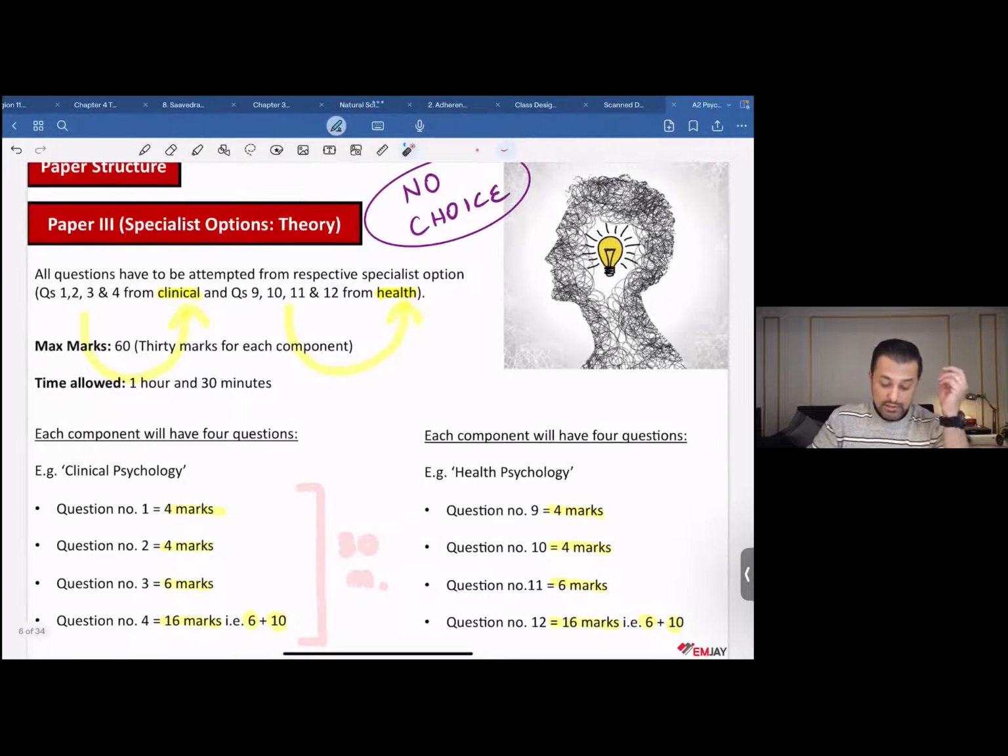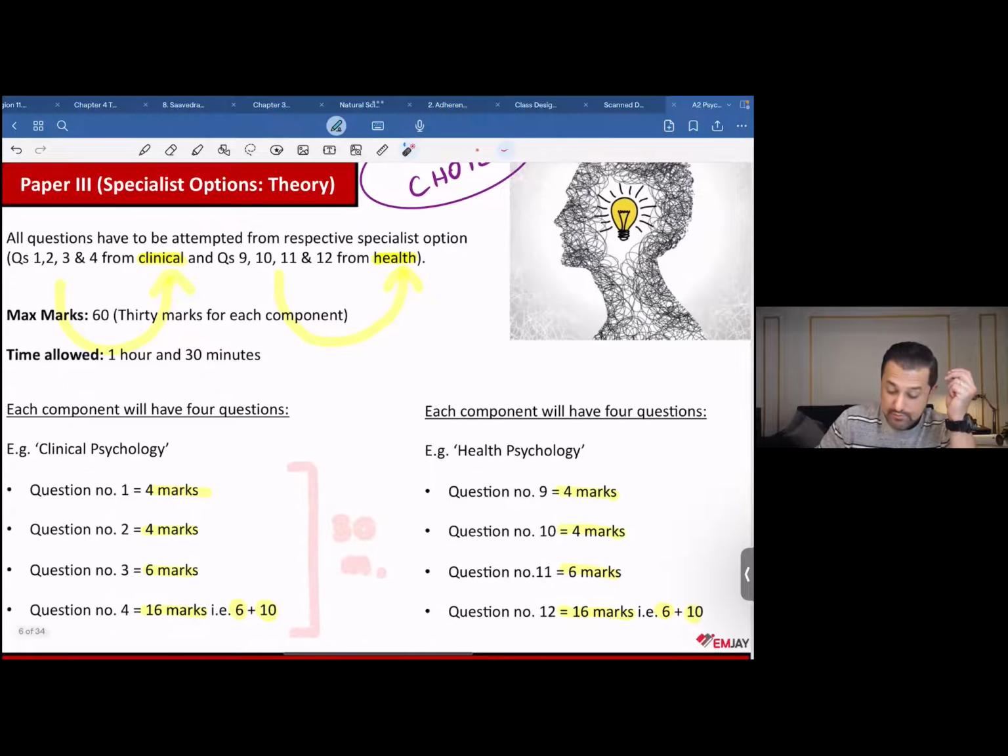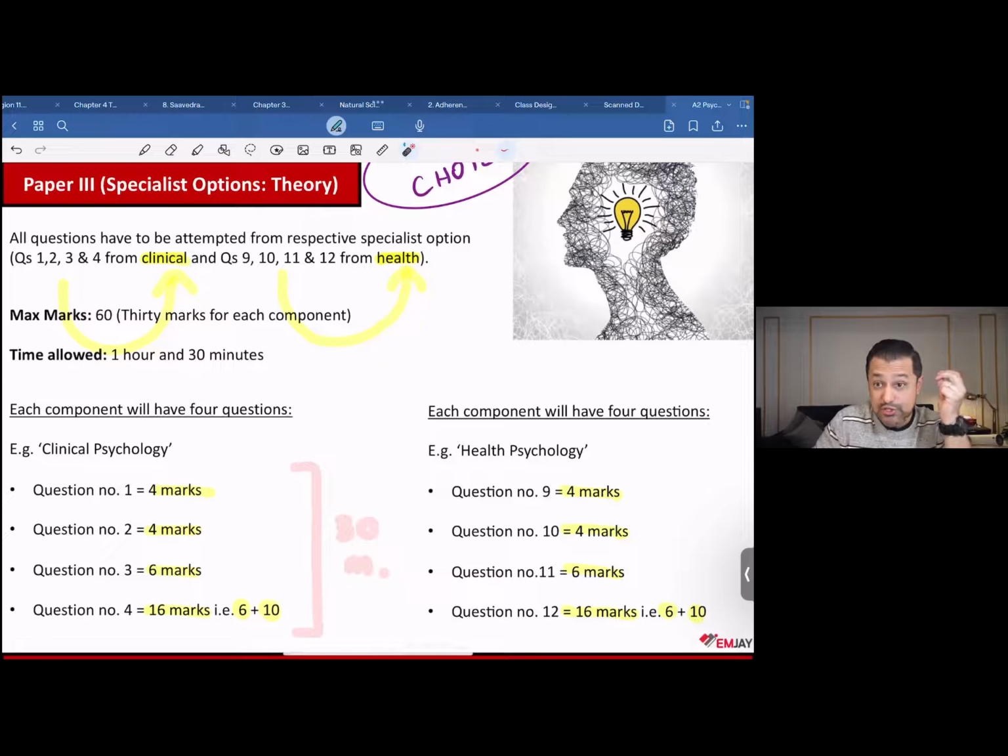Yeah, attempt all questions. All questions have to be attempted from the respective specialist option. Question number 1, 2, 3, and 4 from clinical, and 9, 10, 11, and 12 from health psychology. Maximum marks over here, 30 marks for each component, right? So it's a 60-mark paper. You get 30 marks from this part, that is health psychology, and 30 marks from this part, that is clinical psychology. The paper is of an hour and 30 minutes. That makes it 90 minutes in total.